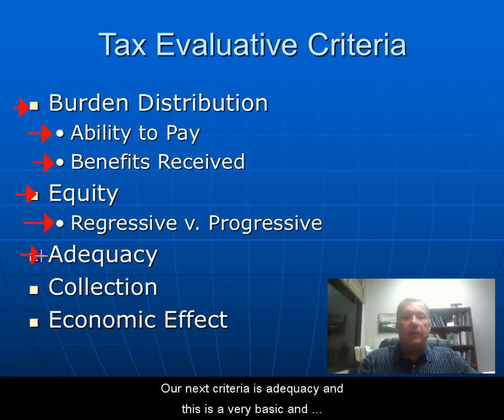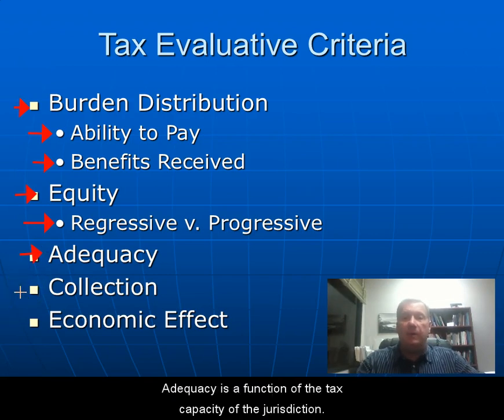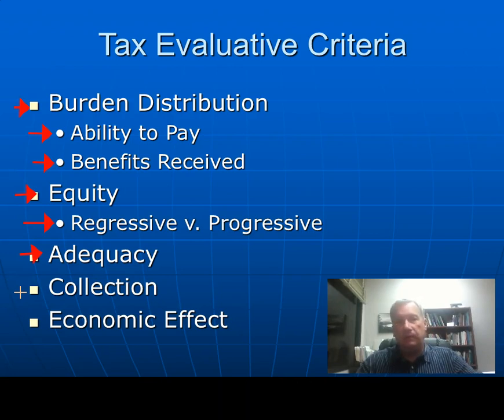Our next criteria is adequacy, and this is a very basic, simple one: the tax that we are utilizing must generate an adequate yield. The yield is the amount of tax revenue that we are generating from that given form of taxation. Most of our three major forms of taxation, property, sales, and income, all tend to be relatively adequate in terms of their yield. Adequacy is going to be a function of the tax capacity of the jurisdiction.